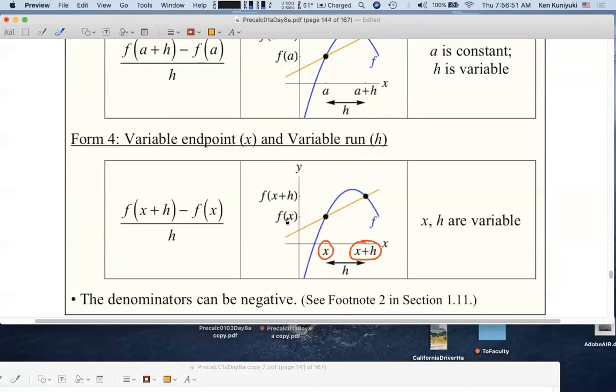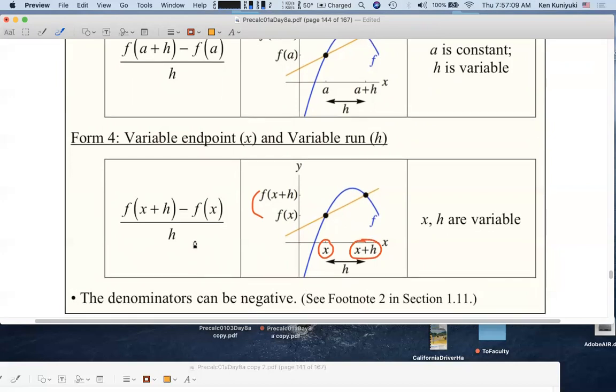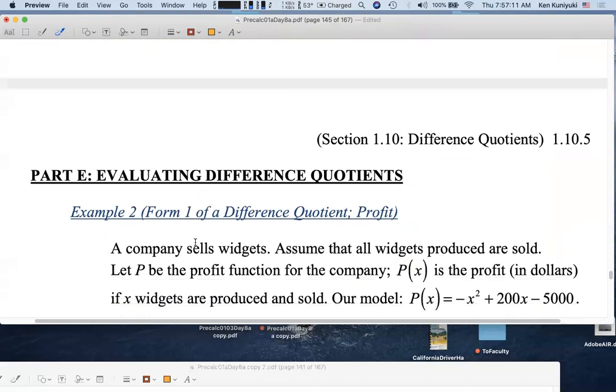Again, the slope of the secant line is given by rise over run. So f of x plus h minus f of x all over h, the run here. We'll see this when we develop the limit definition of derivatives in the next section. Now, let's apply the first form.